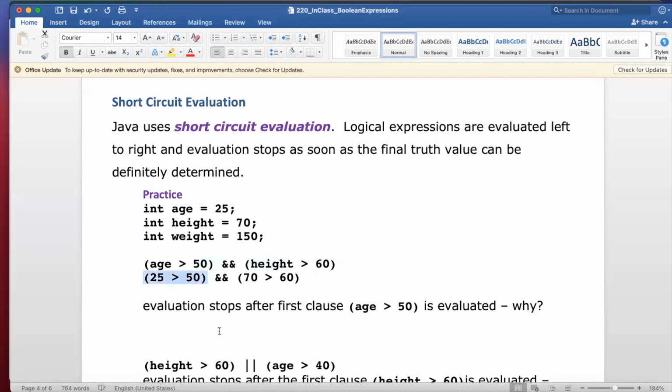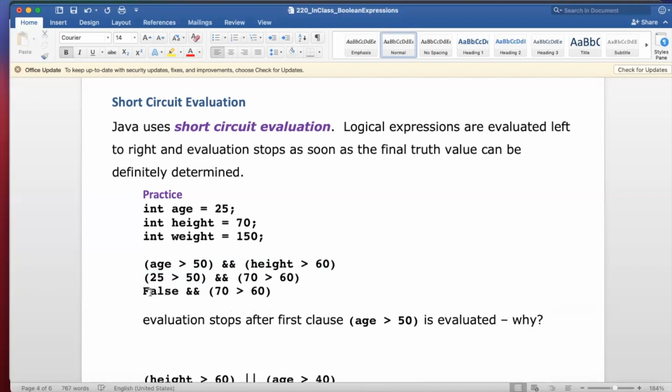So first, I'm going to evaluate the expression in this first set of parentheses. I'm going to ask myself, is 25 bigger than 50? And that is false. And now let's think of how the AND operator works. Suppose that we have two operands for the AND operator. We know that the result is only true if both of these operands are true.